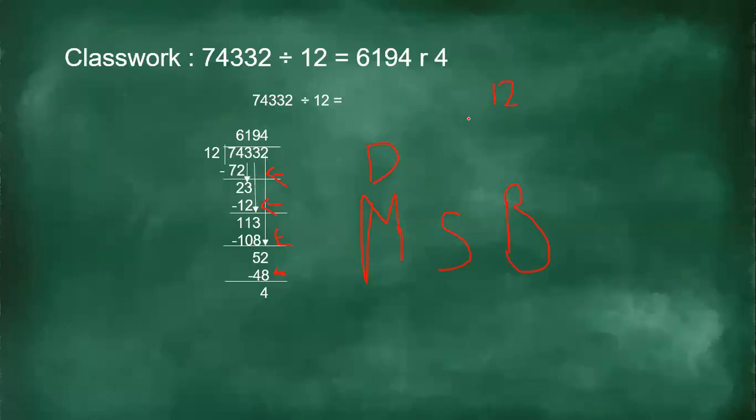Divide, multiply, subtract, bring down. 30 seconds. 10 seconds. 10, 9, 8, 7, 6, 5, 4, 3, 2, 1.